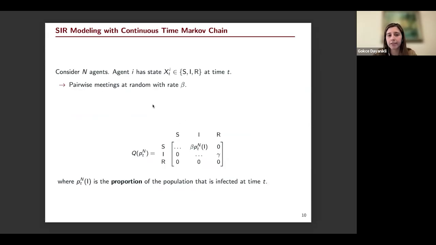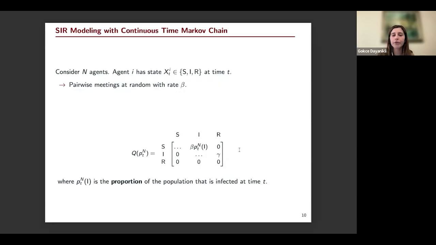We assume that the pairwise meetings between two agents are going to happen at random with rate beta. And then we can show the state jump of this specific agent with a continuous time Markov chain where the transition rate can be seen here. This says that from S to I, this person is going to jump after an exponentially distributed time with rate beta times the proportion of infected people. This idea directly comes from SIR. And from I to R, the person is going to jump after an exponentially distributed time with rate gamma. But here we basically modeled the individualistic behavior, but we didn't model the control of the people.